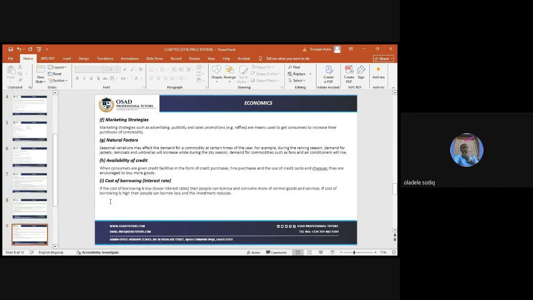Then marketing strategies such as advertising, publicity, and sales promotion. All of these are a way to get consumers, to get customers. Some people will say buy one, get two, buy three, get four. All of these are what? Marketing strategies.